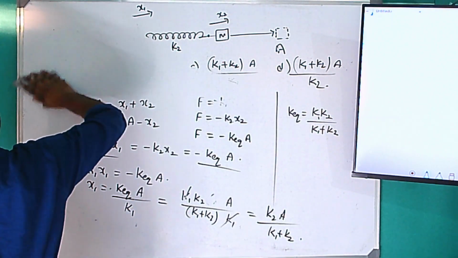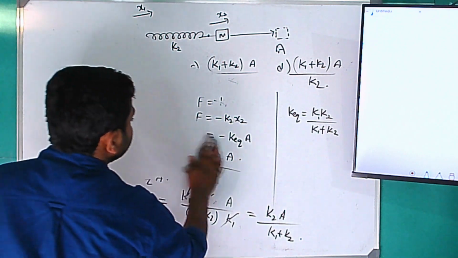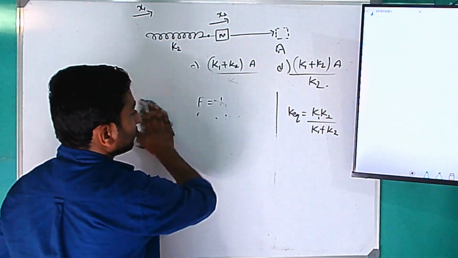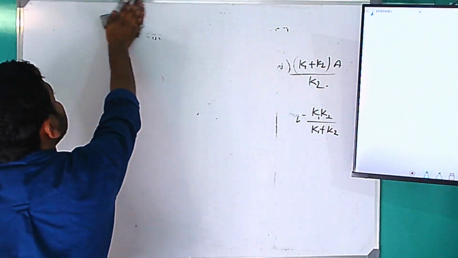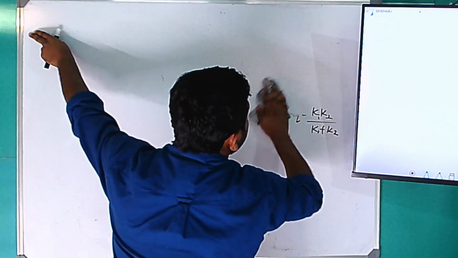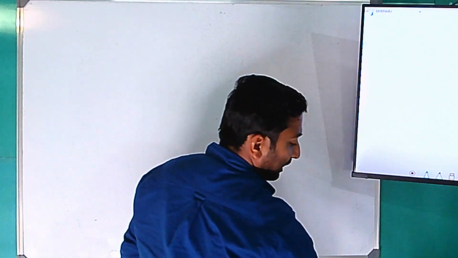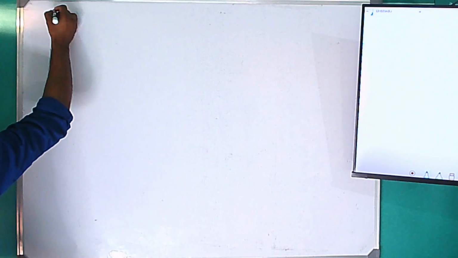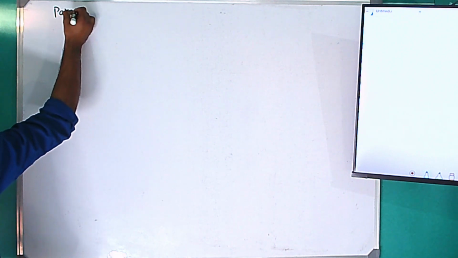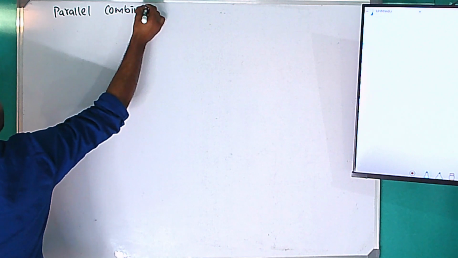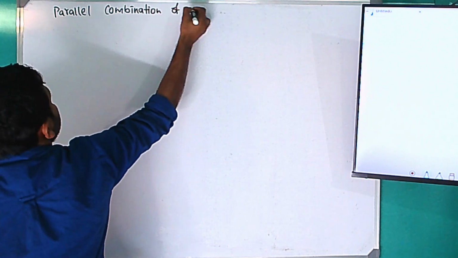Next is springs in parallel. When do we call it series? When the springs are connected end to end. One end of the spring is connected to another end of the spring. When it is like that, we call it series combination. So next let us see the springs in parallel. Parallel combination of springs.